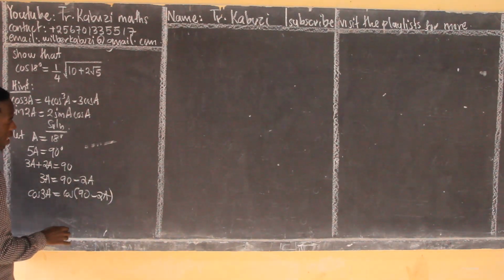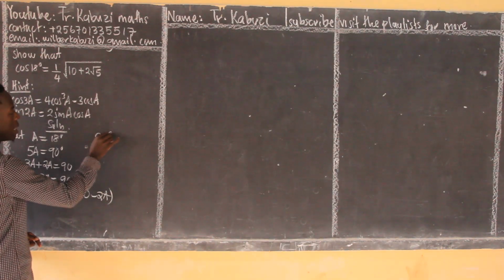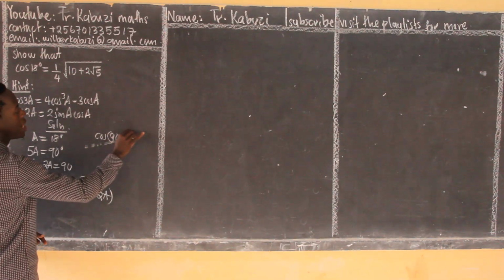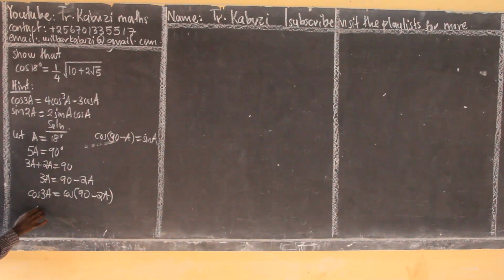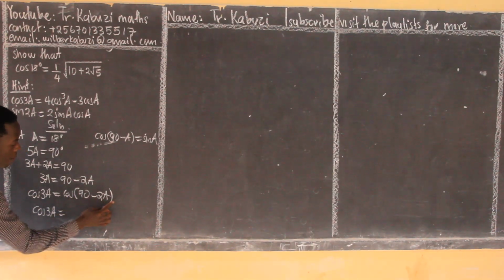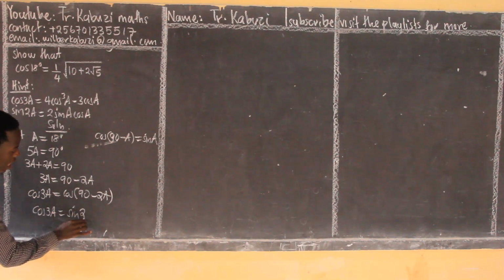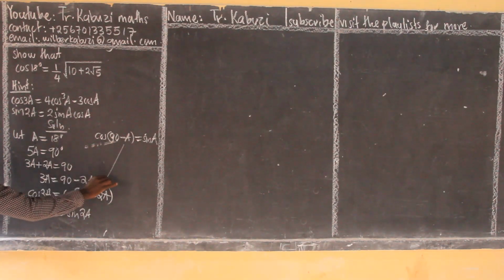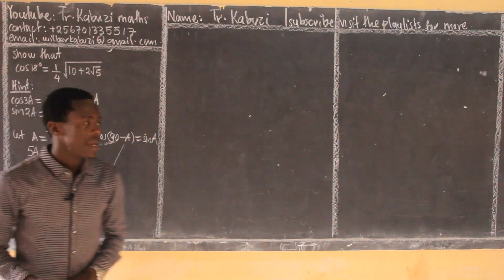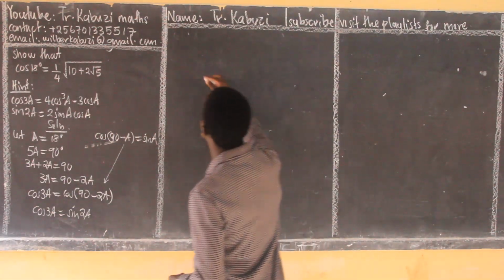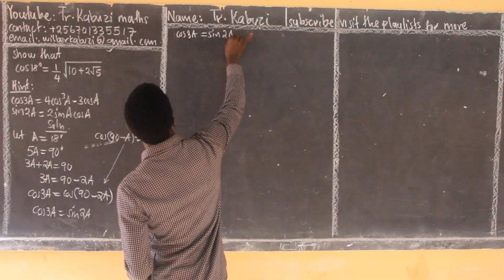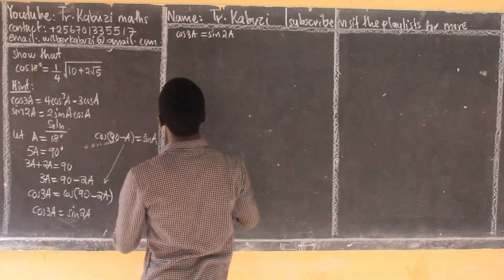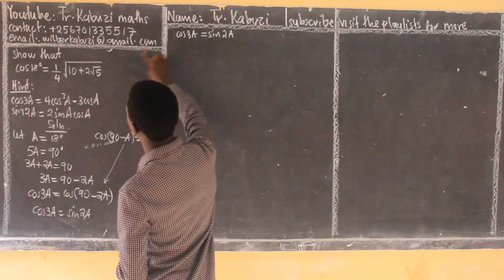And from here, I'm going to apply an important property of complementary angles: cos of 90 minus A is equal to sine of A. So now from here, cos 3A is going to be, 90 minus this is a complementary, so I'm going to have sine 2A. From there, I have cos of 3A equals sine of 2A. Then I substitute for this and then for this. So this is equal to this.